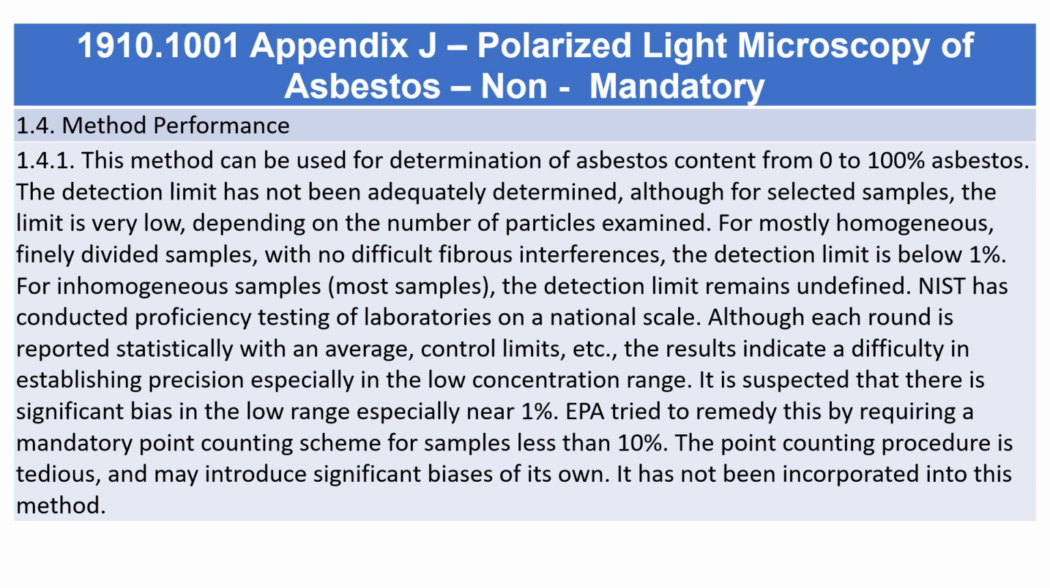EPA tried to remedy this by requiring a mandatory point counting scheme for samples less than 10%. The point counting procedure is tedious and may introduce significant biases of its own. It has not been incorporated into this method.